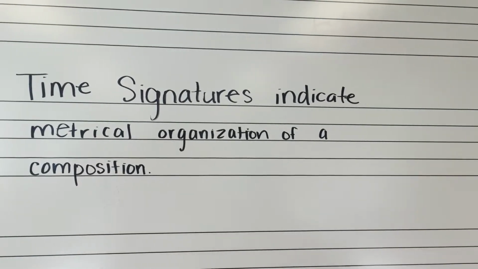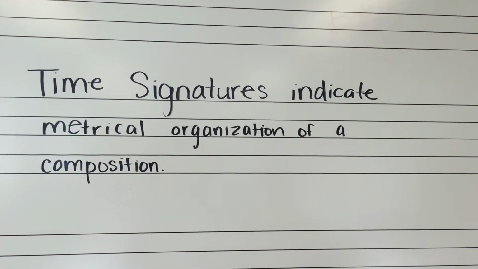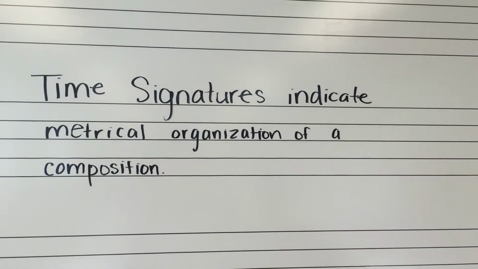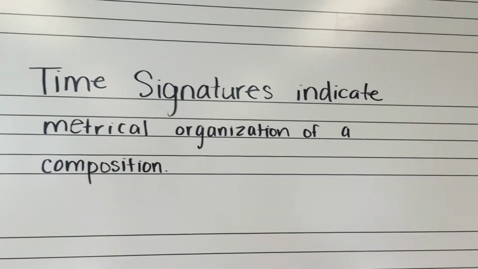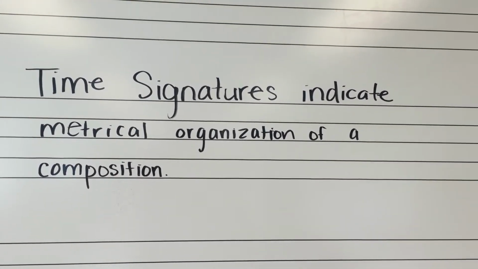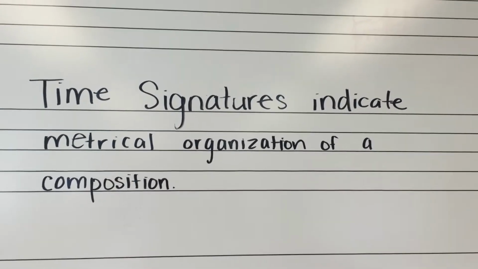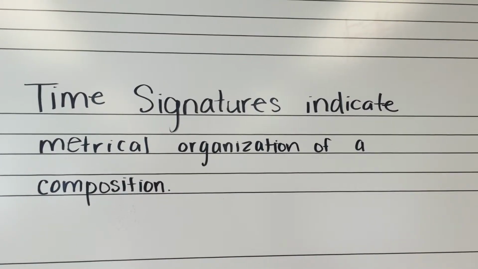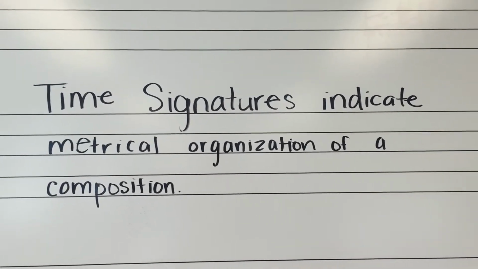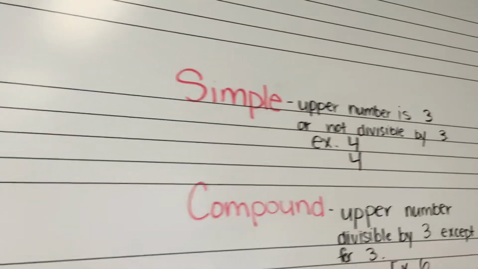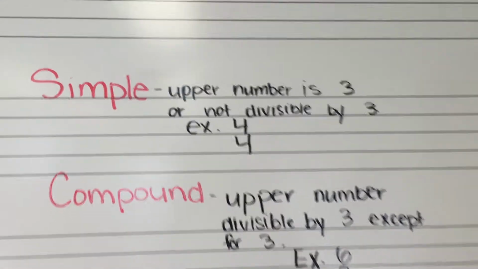Now I'm going to give you some definitions. If you need time to write these down, please just pause the video and do so. So what is a time signature? Time signatures indicate the metrical organization of a composition. So they tell you how many beats per measure there are. Now there are two types of time signatures: simple and compound.